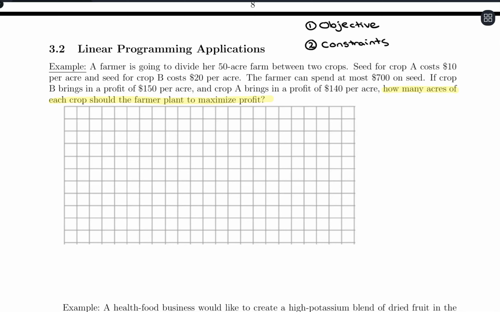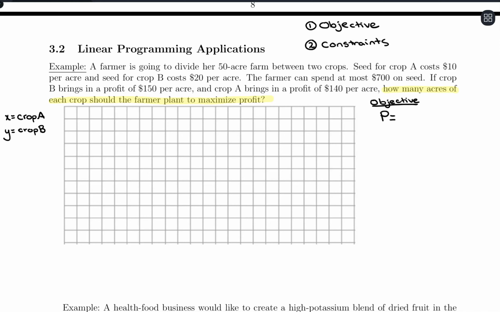So in this question, we have two types of crops. I'm just going to set some variables. X is going to equal acres of crop A, and then Y is going to be acres of crop B. For the objective function, what we're going to use is profit. We're interested in maximizing profit. So I'm going to have an objective function that's P equals, and then I need some information in terms of how is profit calculated based on crop A and B.